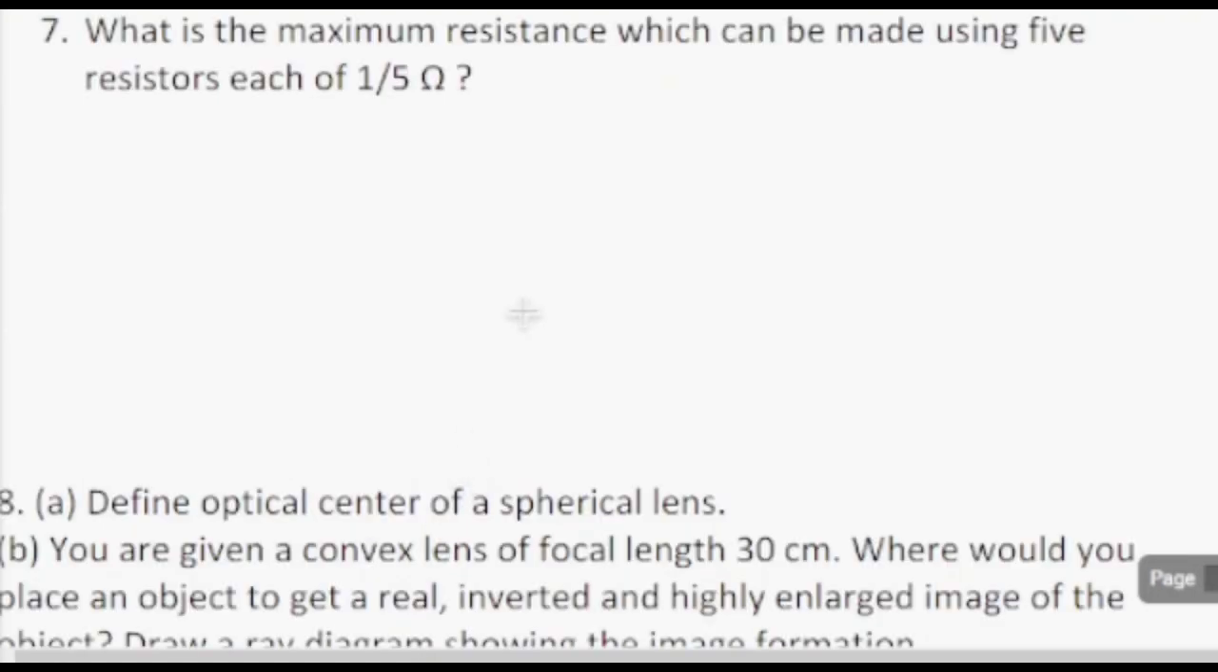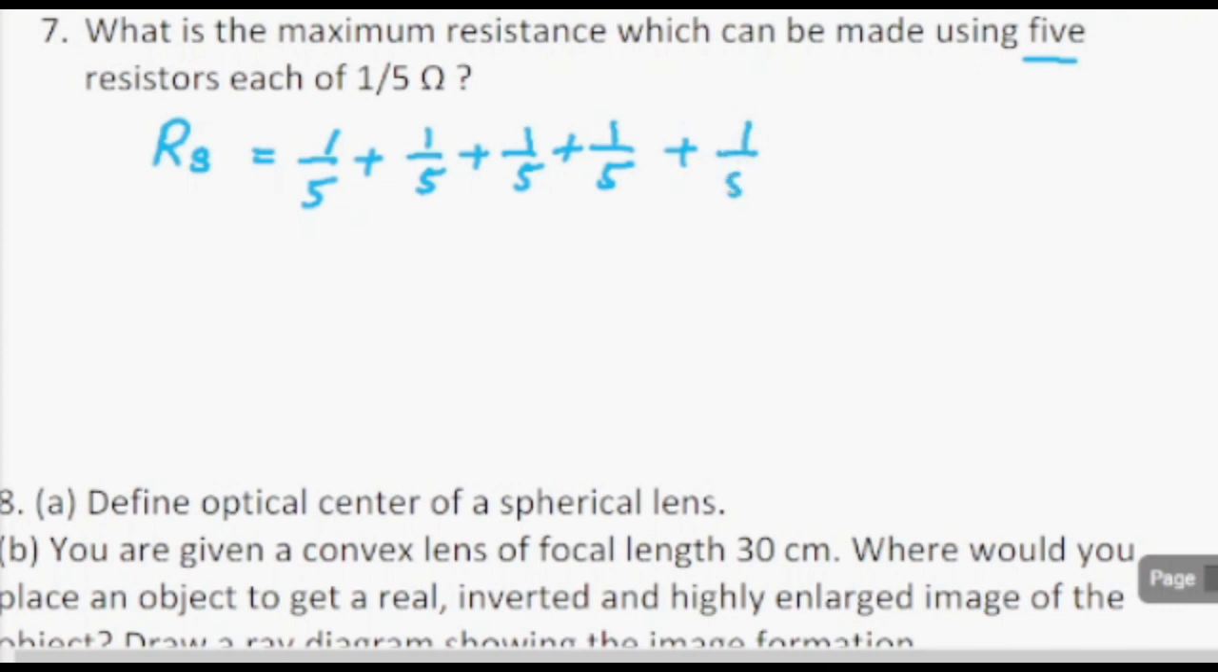Now the next question: what is the maximum resistance which can be made using 5 resistors each of 1 by 5 ohm? If maximum is asked, we have to go for series connection. Usually if you connect in series you will get the maximum. So we have 5 resistors, each of 1 by 5. So 1 by 5 plus 1 by 5 plus 1 by 5 plus 1 by 5 plus 1 by 5. So you just have to calculate.